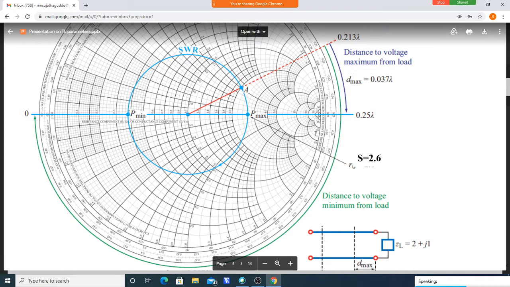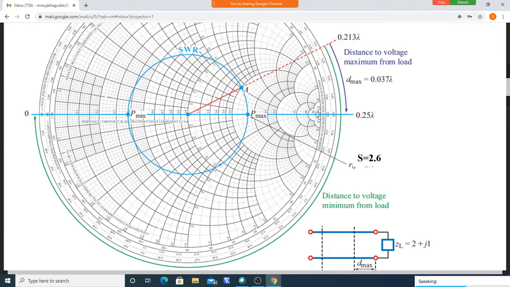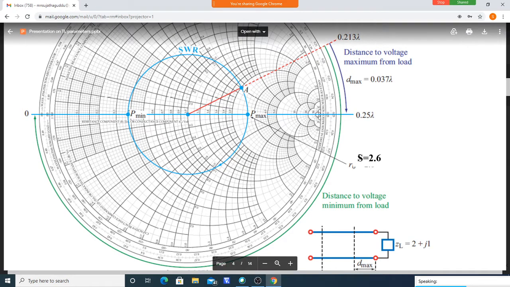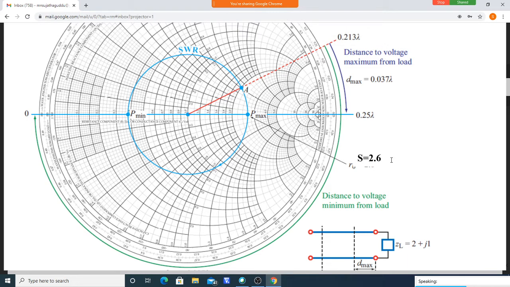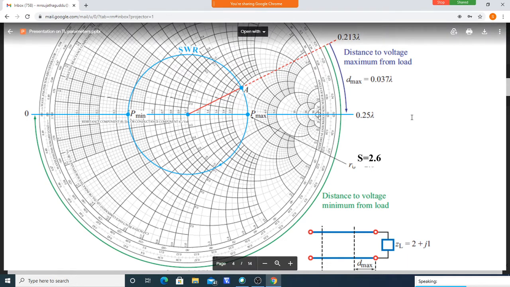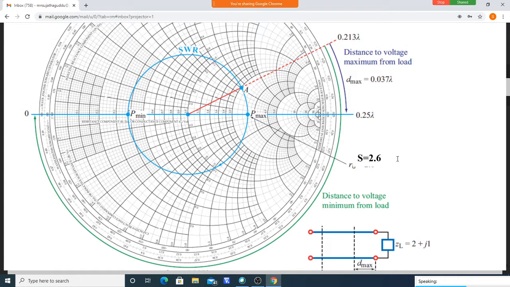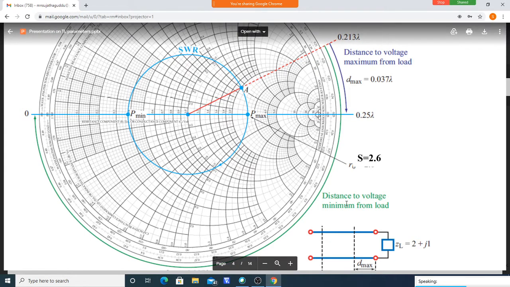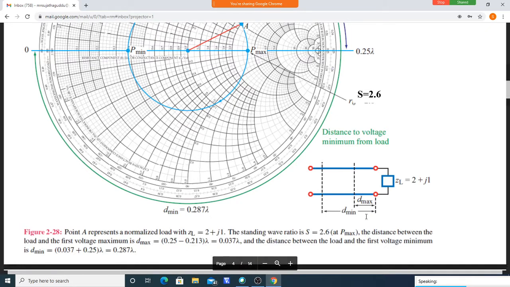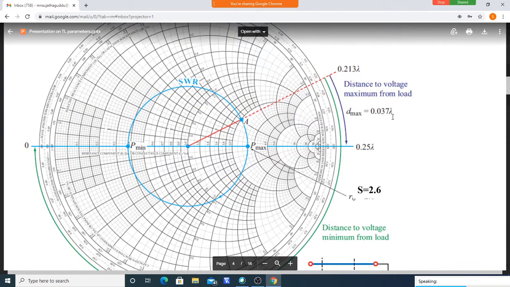Like the VSWR, we have also obtained the distance of maxima, and we got the z maximum value, which is 2.6. VSWR is also equal to 2.6. The z maximum normalized value is 2.6; you should multiply this by 50, or z naught, and you will get the actual impedance here. From the load we moved like this. First we reached a maxima, and we measured the distance d maxima, which is equal to this.